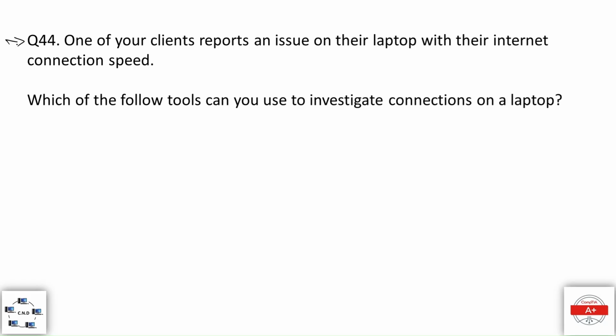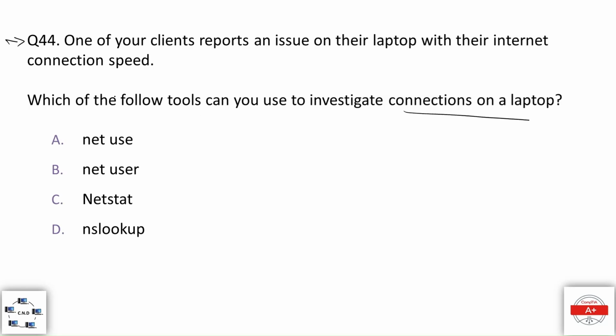Question number 44. One of your clients reports an issue on their laptop with their internet connection speed. Which of the following tools can you use to investigate connections on a laptop? The options are option A, net user, option B, net use, option C, netstat, and option D, NS lookup. We are talking about investigating connections on a laptop and how we can do that.